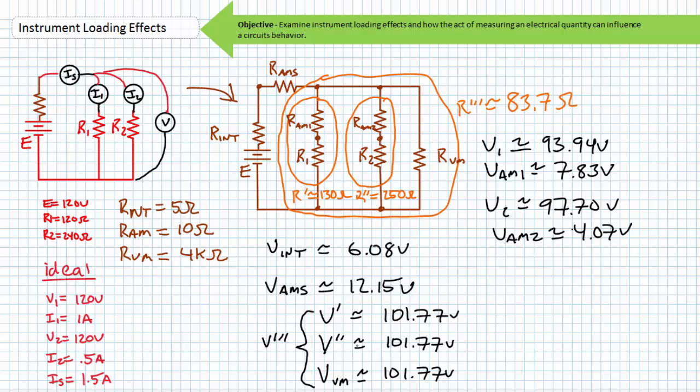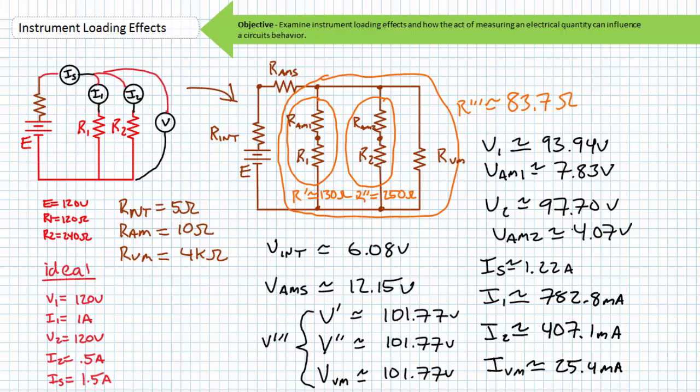We can now use Ohm's law to determine the current through each element. Source current traveling through the internal resistance of the source and the ammeter used to measure source current is approximately 1.22 amps. Ammeter 1 and R1 experience the current of 782.8 milliamperes. Ammeter 2 and R2 experience a current draw of 407.1 milliamperes. And finally, the remaining 25.4 milliamperes is leaking through an unintended path through the voltmeter in parallel.